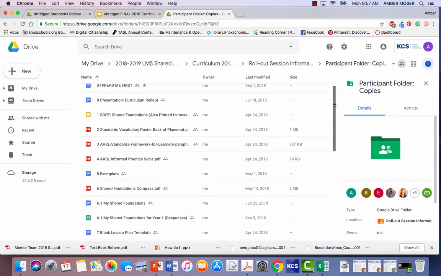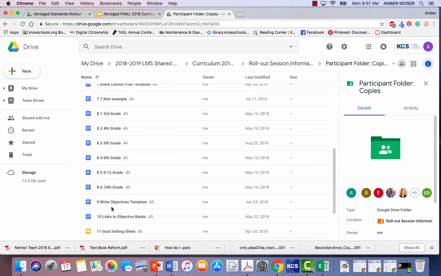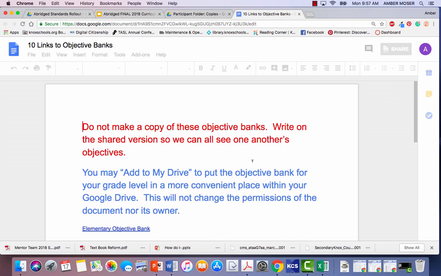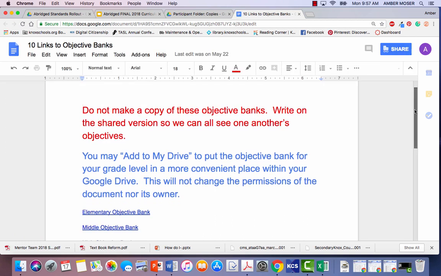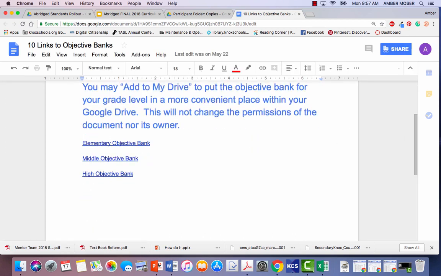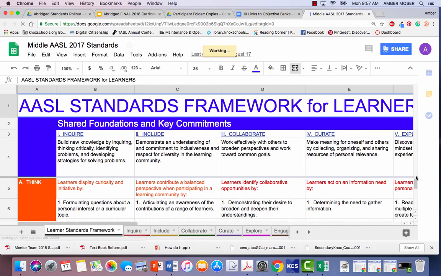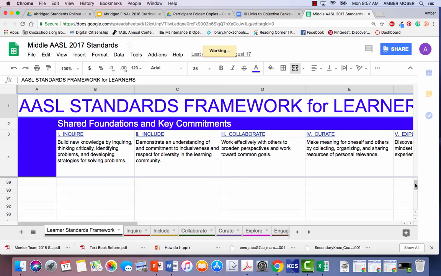You're going to see that the learner framework has been turned into a spreadsheet. And there are also some other tools that I've built in here. I'm going to tour those for you so you'll get an idea of what's happening. So here you have the learner framework, same information that's available through AASL.